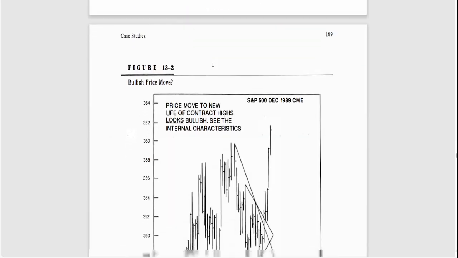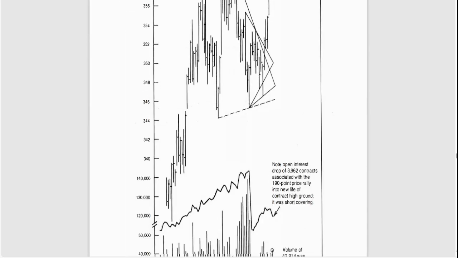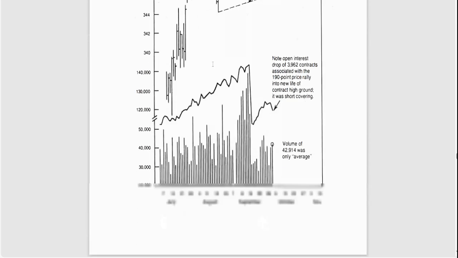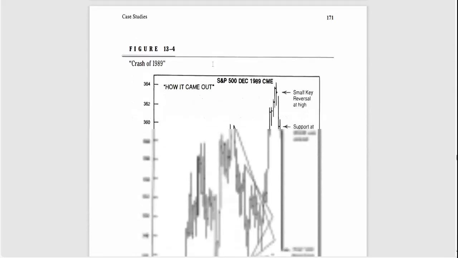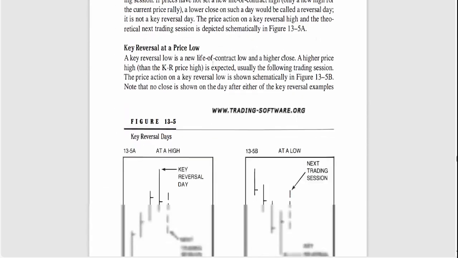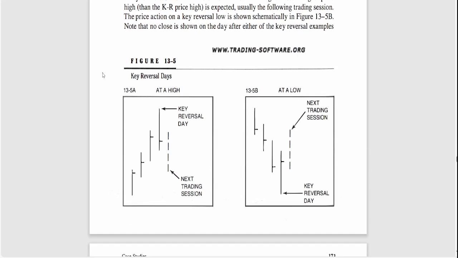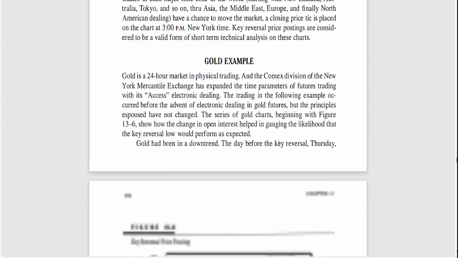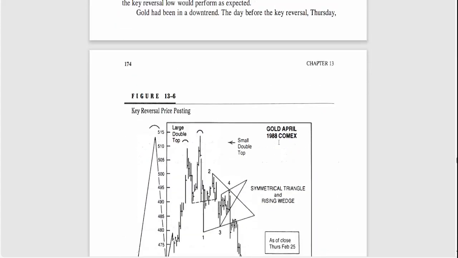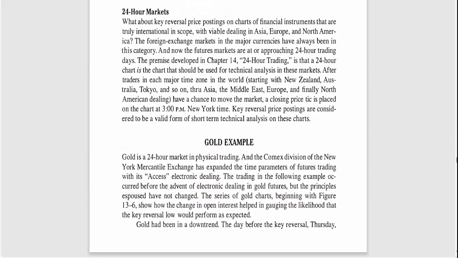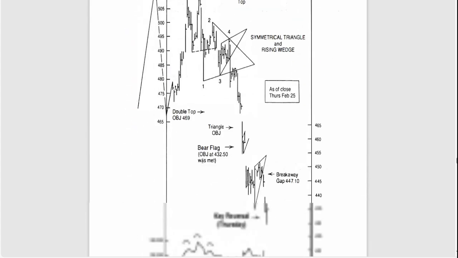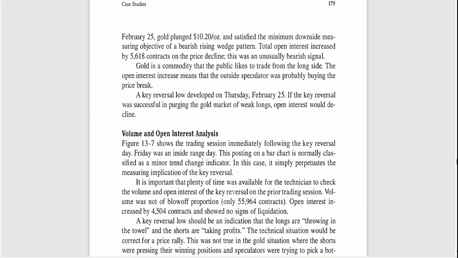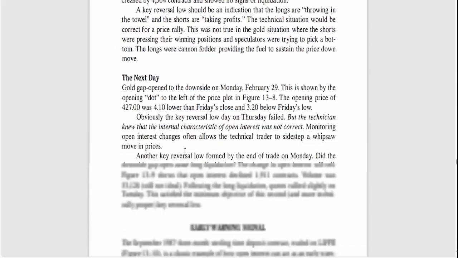Okay, read those things carefully. Key reversal points, at low or at high. Gold example, you should not skip that. Read this example 3 to 4 times at least. Open interest and volume analysis, read these things 3 to 4 times, I'm telling you.